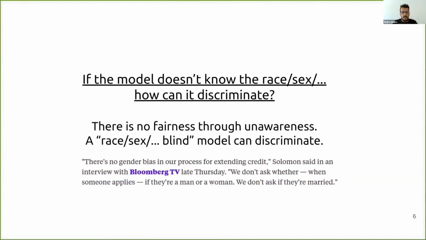This one is from a large bank executive that says that there is no gender bias in our process for extending credit. We don't ask, when someone applies, if they are a man or a woman, we don't ask if they are married. Well, this actually introduces two types of problems. One is that they assume that because they are not using any kind of information about sex or marital status of the applicants, the model will not discriminate against these attributes. And also, it assumes that we should not collect this data, and if we don't collect this data, we cannot measure and we cannot detect and assess the biases against the model.